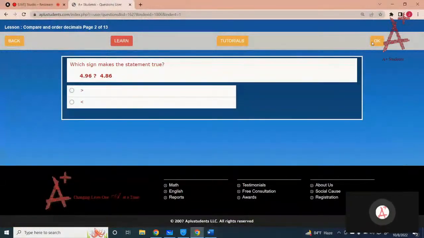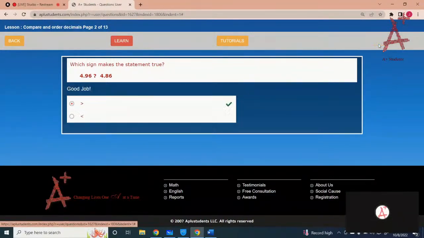Okay, if you know the answers, please write in the live chat button. Which sign makes the statement true? 4.96 compared to 4.86. Is it greater or smaller? Greater. 4.96 is greater than 4.86 because their highest place value is 4. So 4 is equal. When you look at the next digit, that is the tenths place, 9 is greater than 8. That means 4.96 is greater than 4.86. Got it?